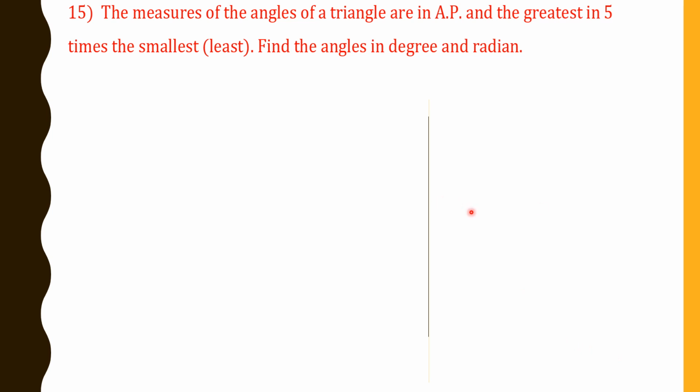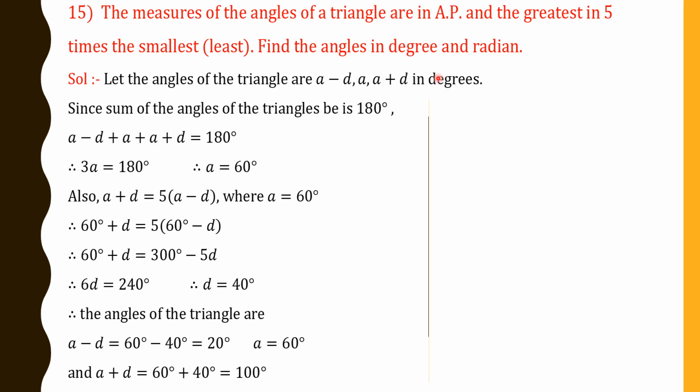15. The measures of the angles of a triangle are in AP, meaning arithmetic progression, and the greatest is 5 times the smallest, the least. Find the angles in degrees and radians. We are given that the measures of the angles of a triangle are in arithmetic progression. We know that in arithmetic progression, the difference between consecutive terms is constant. Also, using this condition, find the angles in degrees and radians.